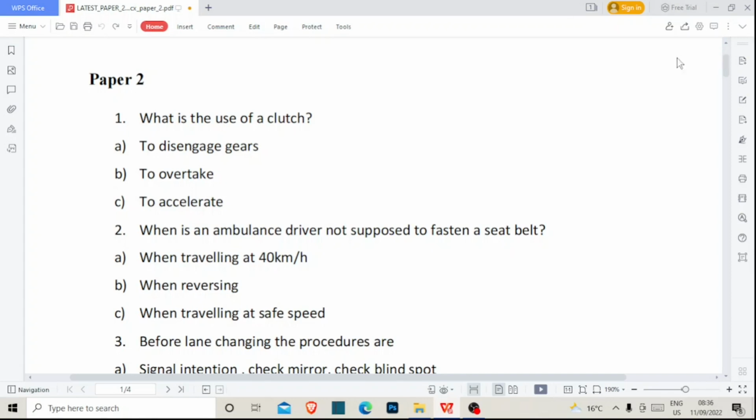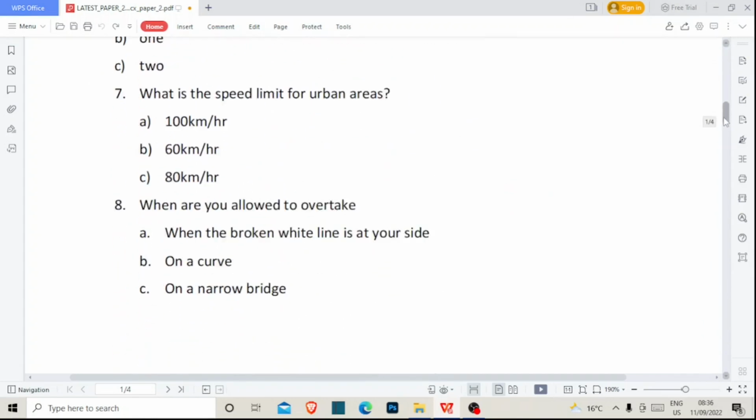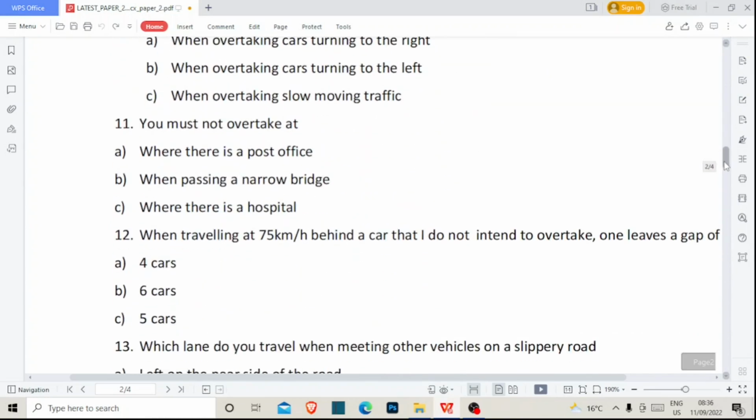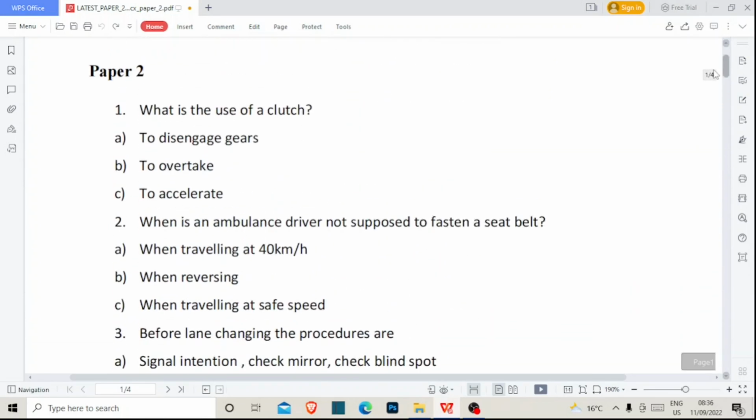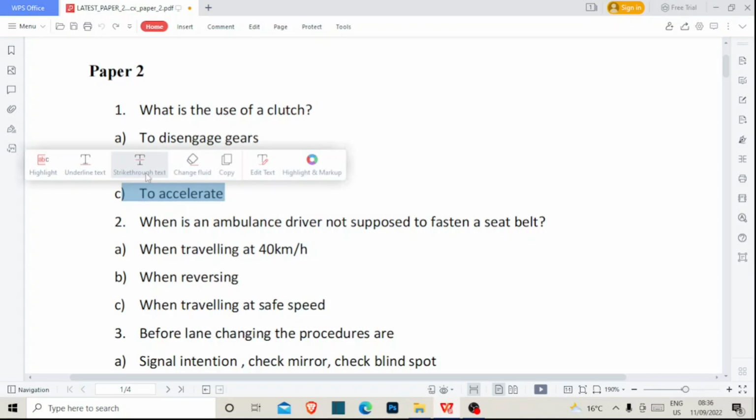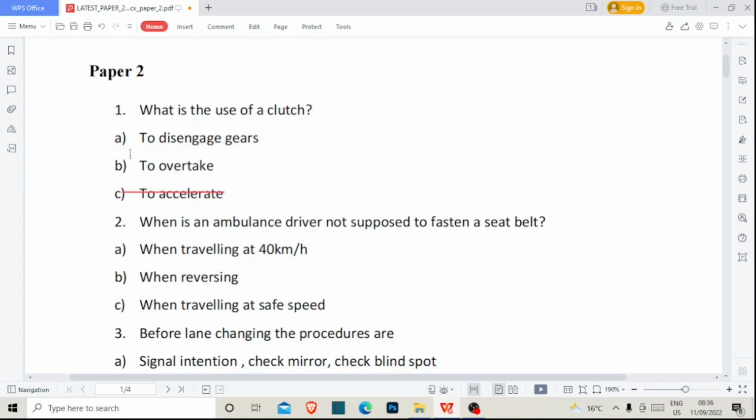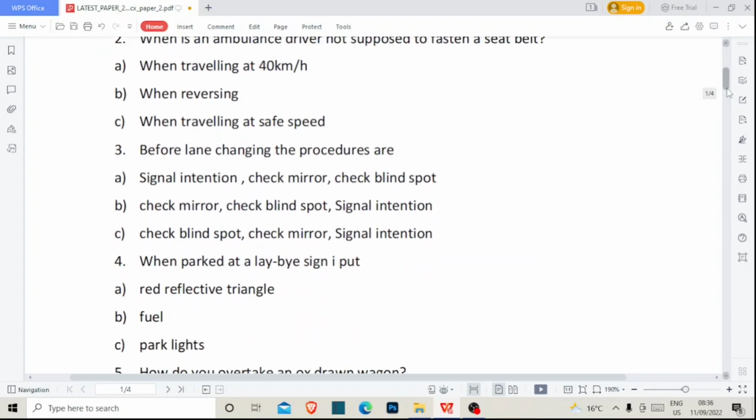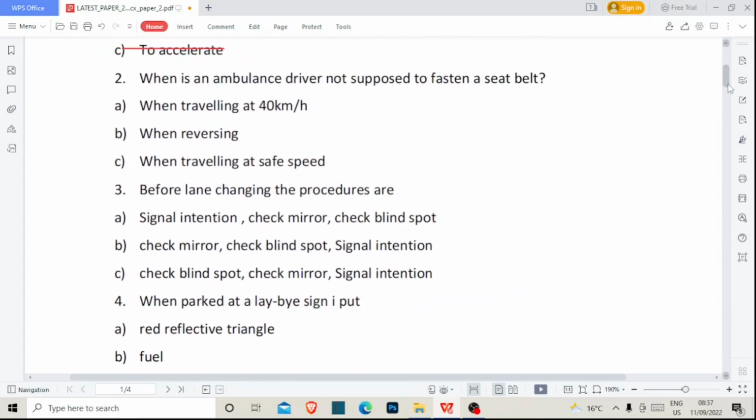And so this is the paper that we want to be looking at today, the latest paper 2 that we have. So let's start. What is the use of a clutch? Is it to disengage gears, to overtake, or to accelerate? Well, we know from common sense that to accelerate we use the accelerator, so definitely this is wrong. To overtake, not really. Then to disengage gears, we use the clutch to disengage gears, so this is our correct answer here, option A.